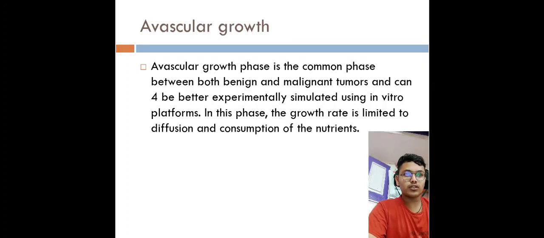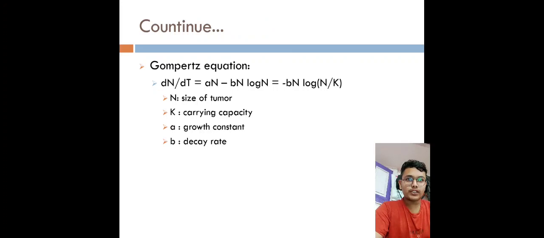Avascular growth. The avascular growth phase is the common phase between both benign and malignant tumors and can be better experimentally simulated using an in vitro platform. In this phase, the growth rate is limited by the diffusion and composition of the nutrients. Gompertz equation: dN by dt is equal to aN minus bN log N, which is equal to minus bN log N by K. N is equal to size of tumor, K is equal to carrying capacity, A is equal to growth constant, and B is equal to decay rate.